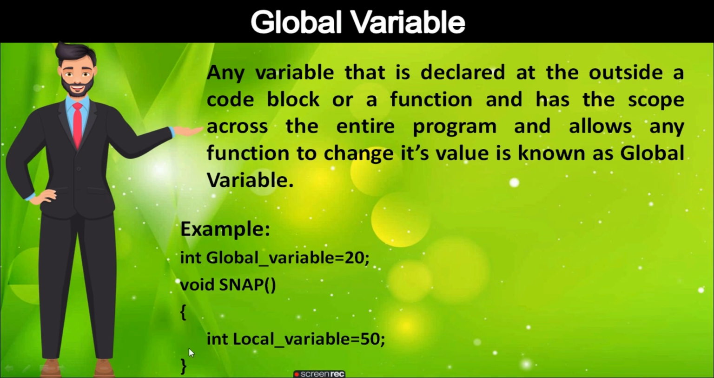You can see that in between these two braces there is a local variable. I cannot refer to this local variable in other functions, say snap1 and snap2, which are two other functions. I can refer to the global variable in snap, snap1 and snap2, but I cannot refer to this local variable in snap1 and snap2, because its scope remains within these braces. But any variable declared outside the functions I can refer to in this function, in snap1, snap2 and other functions also.